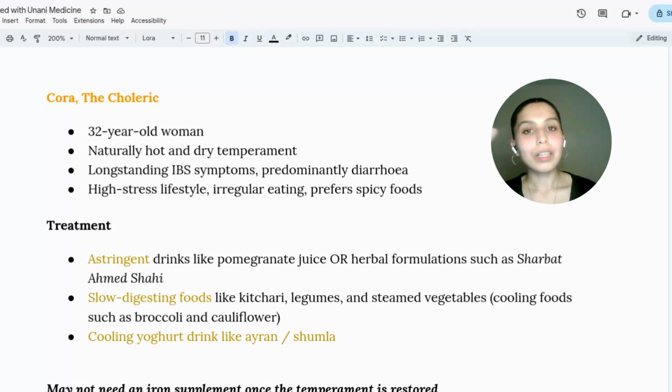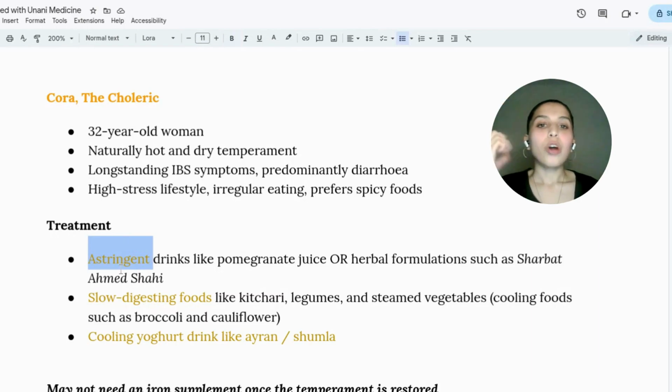She has developed IBS and from that gained anemia because, due to the diarrhea, she's not absorbing any of the nutrients. So the Unani treatment would be to give her something astringent first. Astringent to stop the diarrhea. Something that is stringent, to collate the liquid, stop it from flowing so much.